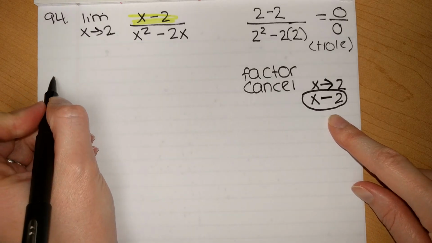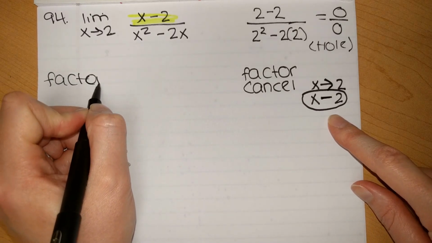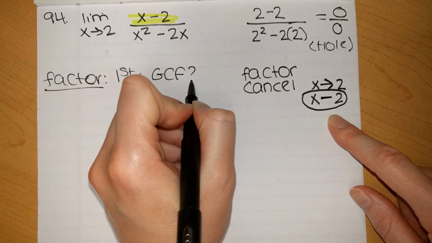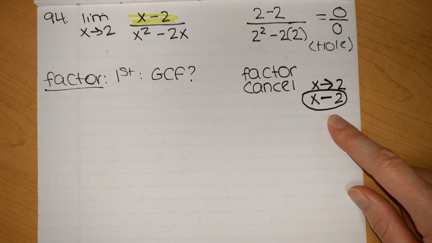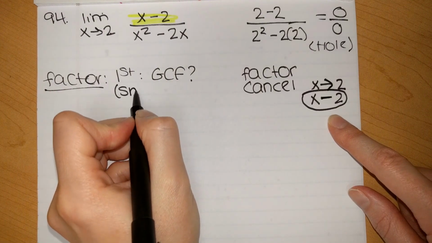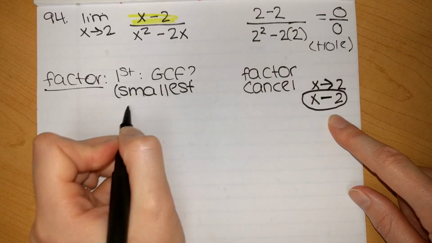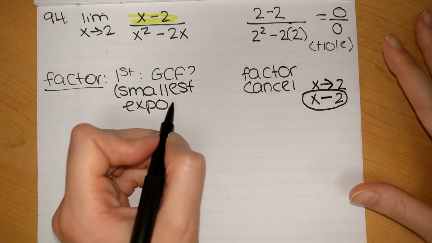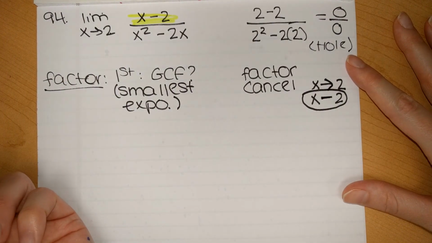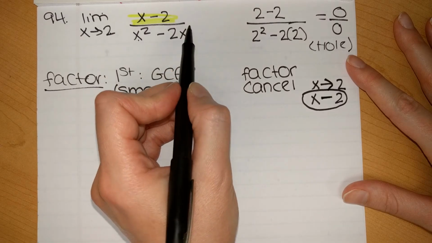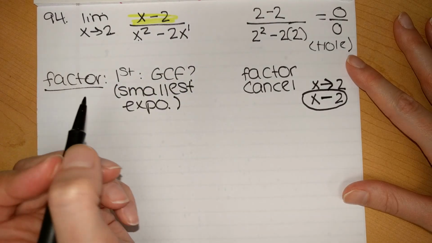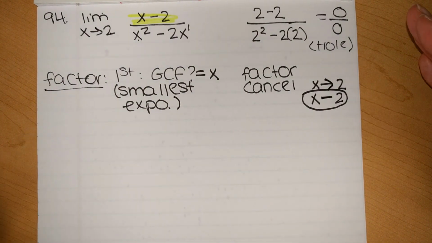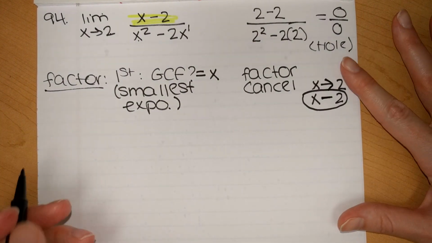If you remember, when we factor, the very first question we always ask ourselves is, is there a GCF? And remember that the GCF is always going to be the smallest exponent. So it's kind of the opposite of what you hear. You hear greatest, but you're actually choosing the smallest exponent on the variable. So here I have an x squared and an x to the first, so I will choose x for my GCF. That is what is common to both of those terms that I can bring out in front.